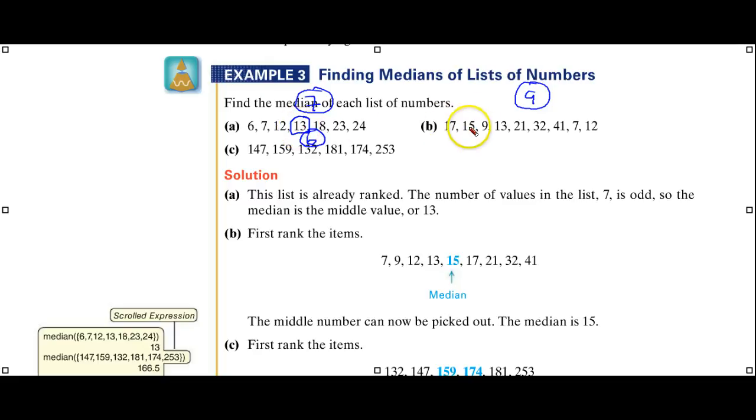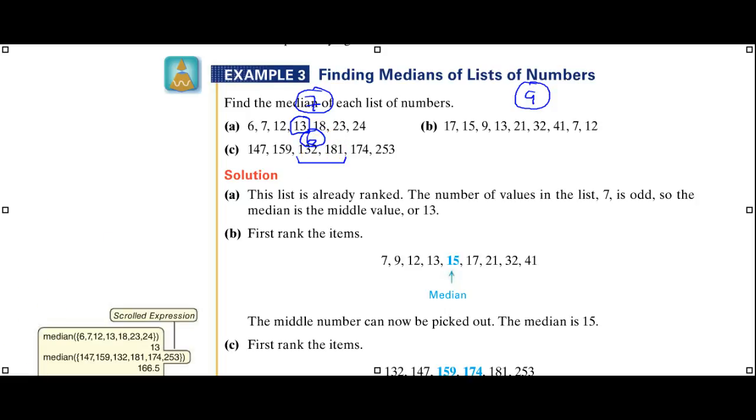Now in letter B, are they ranked properly? No, you would have to put them in numerical order, and again you're going to pick out the middle one. Now in letter C, again, are they in numerical order? Well, these would need to be switched around a little bit, and then you would take the third and fourth item, once they're ranked, not as it is here, average those, and that would be your median.